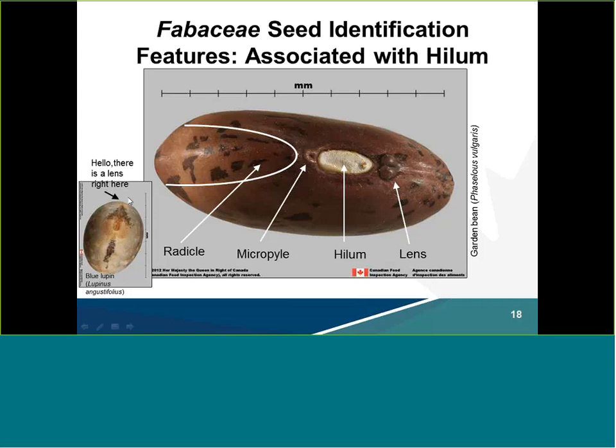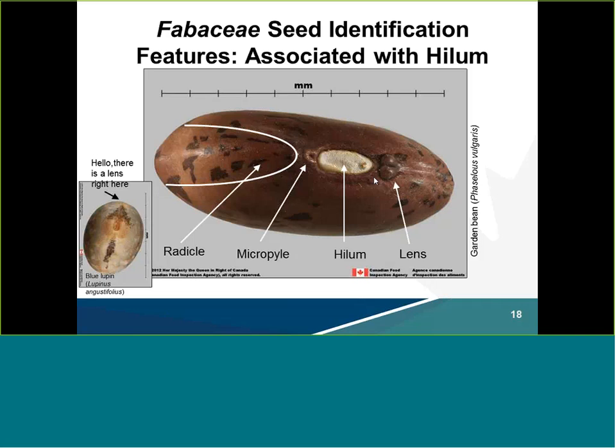And as I mentioned, there is a lens on every pea seed, specifically in the subfamily we're looking at, the Fabaceae, and the lupin with that helpful arrow that points to the lens. You can see in this case the lens is quite a distance away from the hilum, while in the garden bean it's a lot closer. So to sum it up, associated with the hilum are the lens and the micropyle.